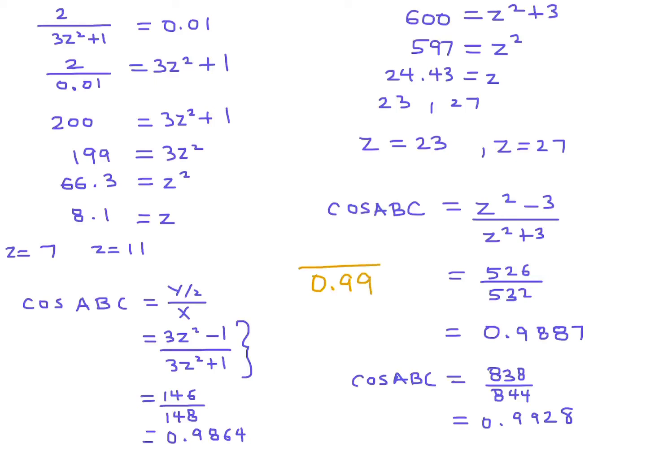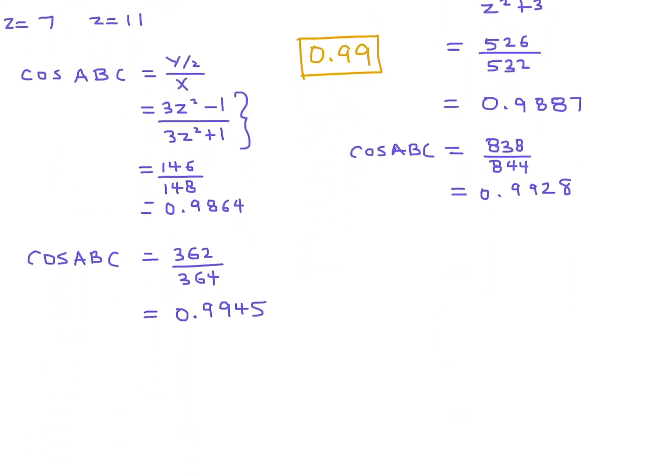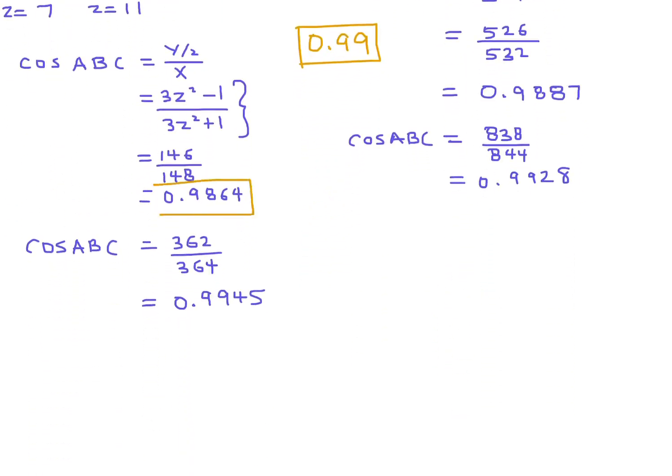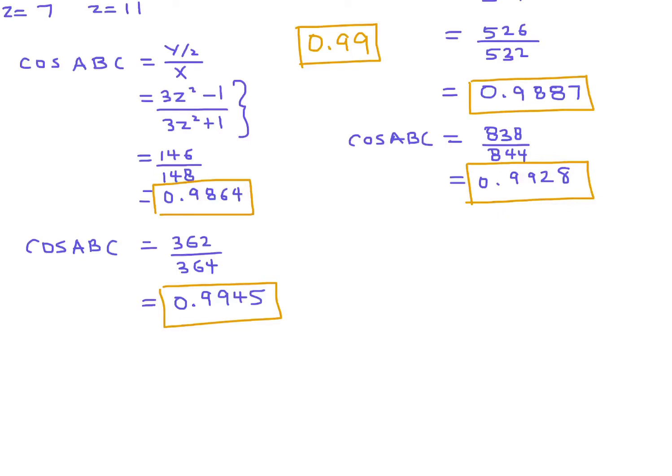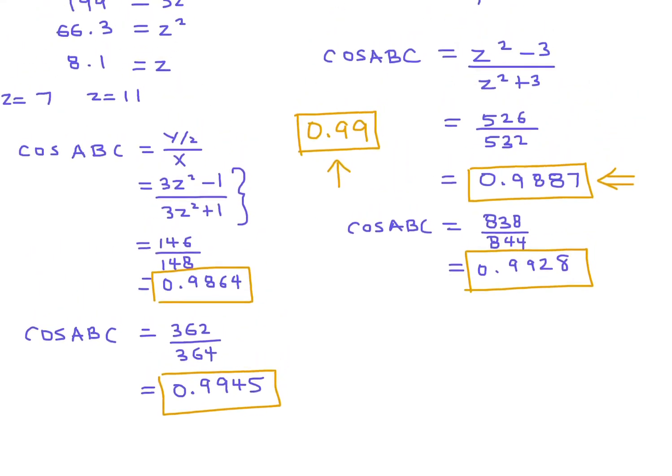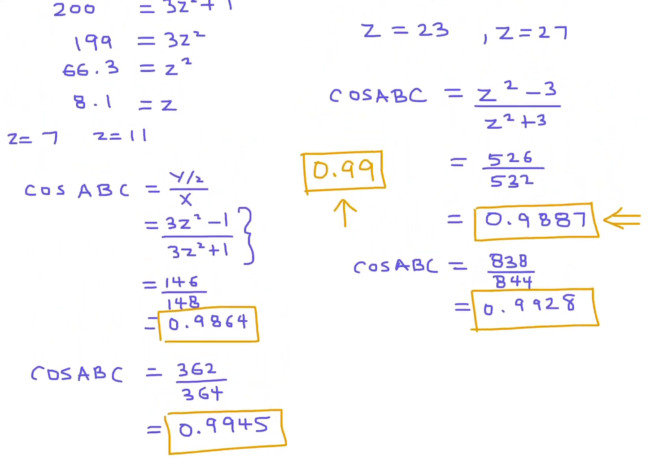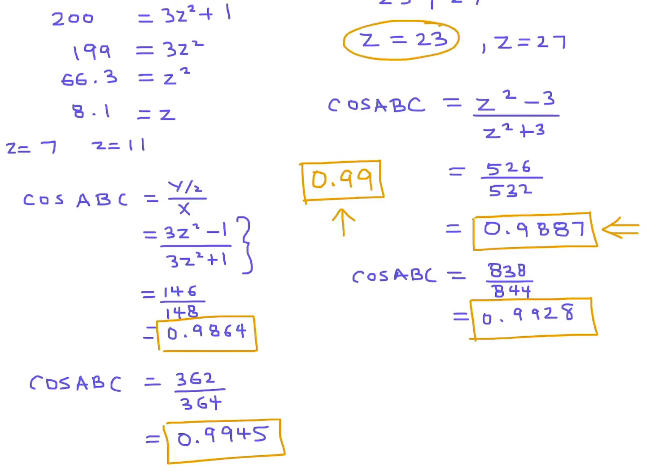All right, now the heart of the question is, which one of these is closest to 0.99? We have to get as close to that as possible. Which one is closest? Let's put them all on the same screen. We got this one, and these two over here. Just take a minute and figure out which one is closest in terms of a numerical value to 0.99. The answer is this one right here. So which z value did I substitute in the equation to get that? It was z equal to 23. So that is our z value.